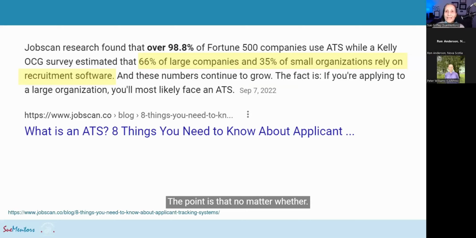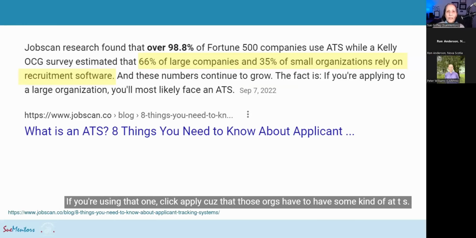The point is that no matter whether everybody uses an ATS or 40% of orgs don't use an ATS at all, in some fashion, you're going to be screened automatically if you're using that one-click apply, because those orgs have to have some kind of ATS.